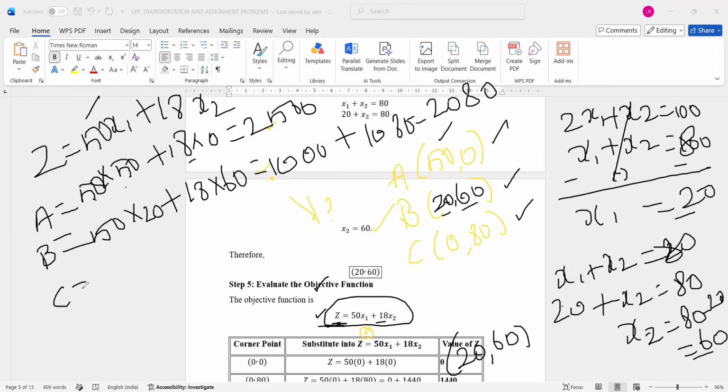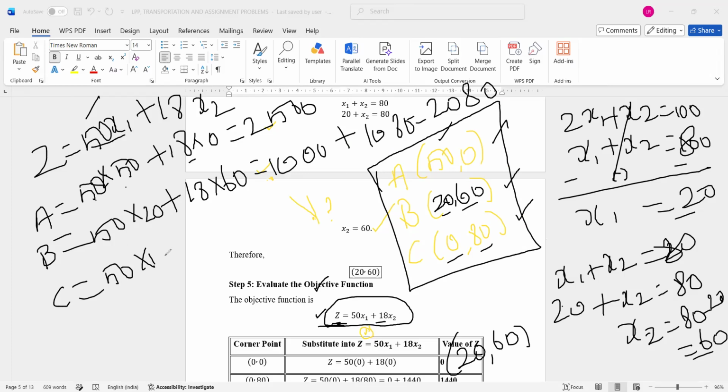Now the C value we need to find out. This is the value we have to apply. C value is 0 comma 80. So 50 into 0 plus 18 into 80. What is the value? 0 plus 18 into 80, which is 1440. So the answer will be 1440.